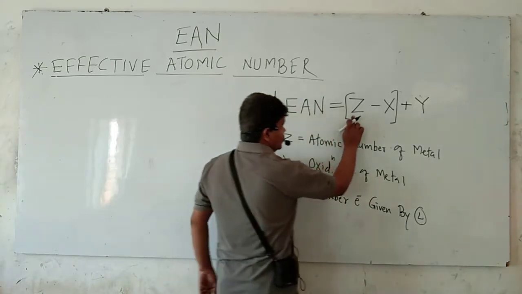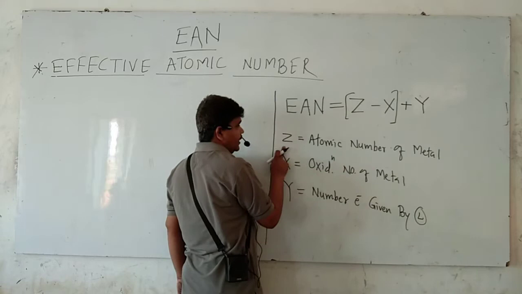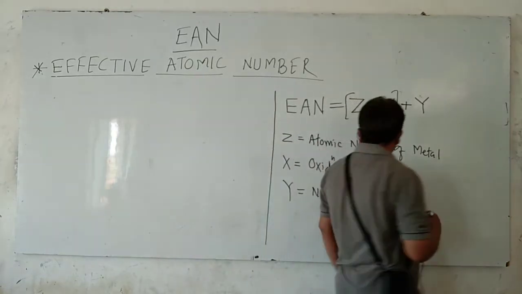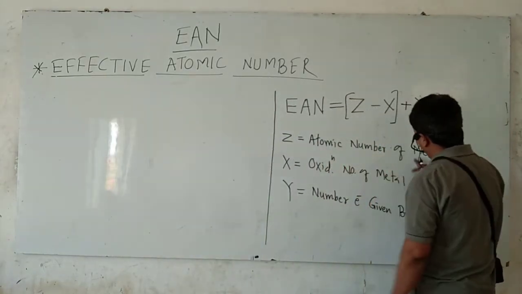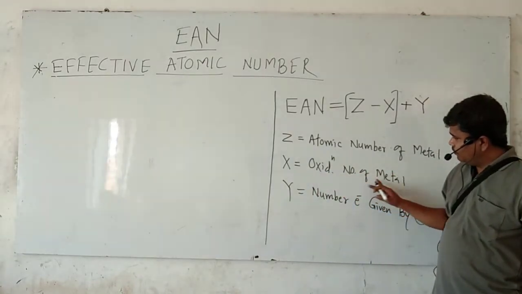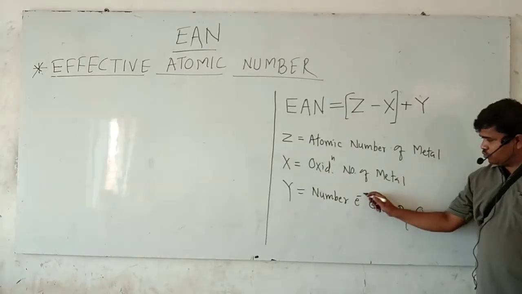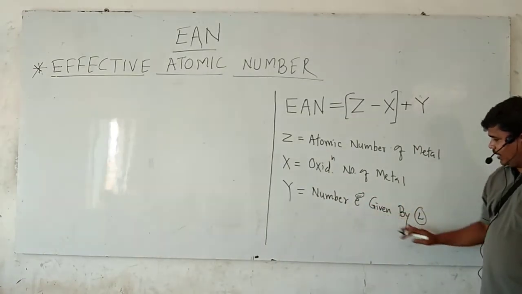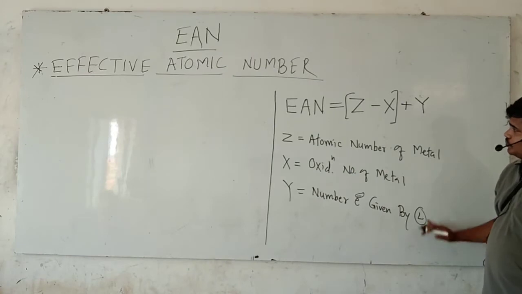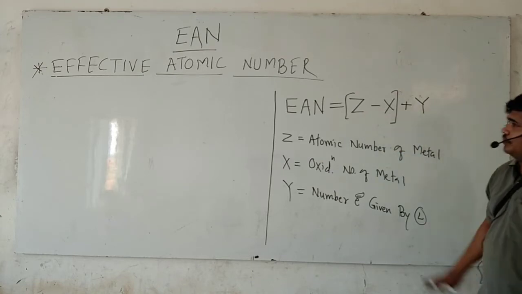Formula is Z minus X plus Y. What is Z? Z is nothing but atomic number of metal. X is oxidation number of metal. Y is the number of electrons given by ligands. So while solving this, first Z minus X, whatever the answer will be there, plus Y.